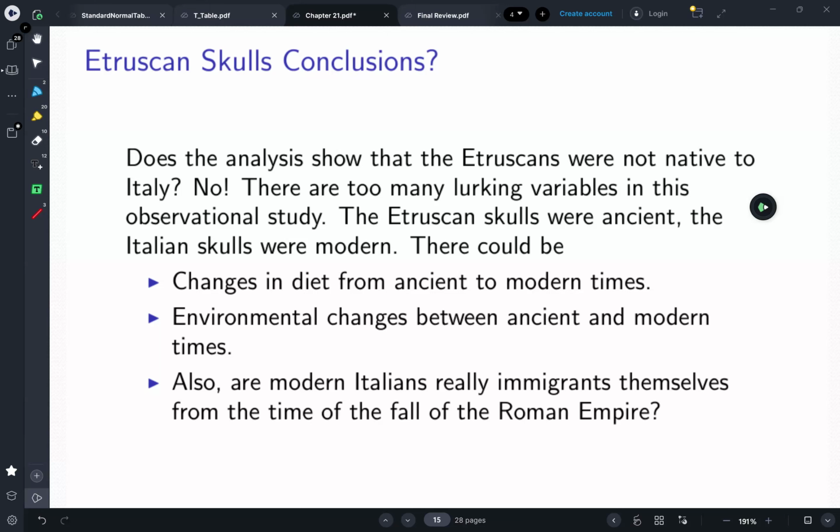Ancient to modern times, different food, different nutrition, we know that has an effect. Environmental changes between ancient and modern times play a role with our size. And also our modern Italians are really immigrants themselves from the time of the fall of the Roman Empire. So this is still ongoing research. Has anyone taken anthropology? It's good, right? The biological one?